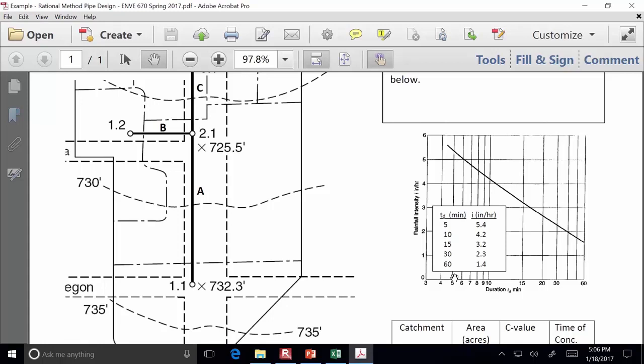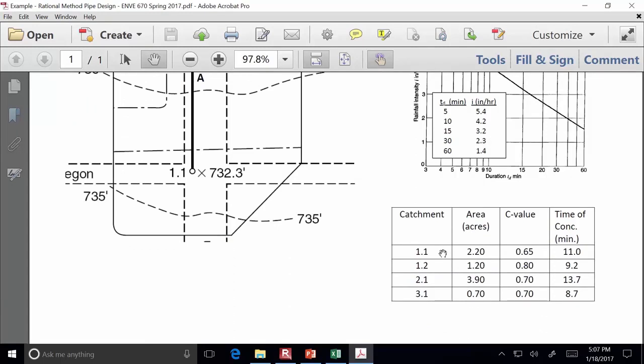All right, so a 5-minute duration corresponds to a high intensity, 5.4 inches per hour. For a 10-minute storm duration, we go over here and it corresponds to 4.2 inches per hour and so on. So there's a website that I'm going to show you later in the semester where you can click on any location in the United States and it will give you data like this. It will give you data on, for the duration of the storm, what's the intensity of the storm.